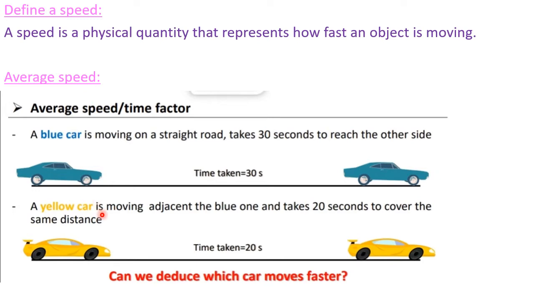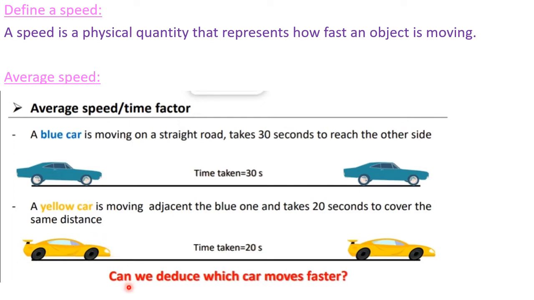Here we have two cars, a blue car and a yellow car. The blue car is moving on a straight road and takes 30 seconds to reach the other side. Here we have a yellow car moving adjacent to the blue one, beside it, and it takes 20 seconds to cover the same distance. So the yellow car took 20 seconds while the blue car took 30 seconds, of course to cover the same distance.